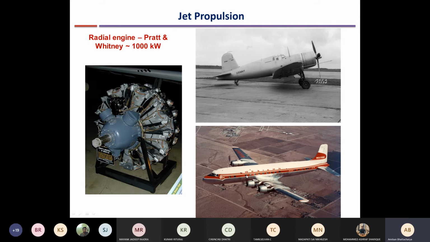So square windows were used, and there were a couple of accidents because at the corners of the windows there was very high stress concentration, which led to failure of the fuselage. So nowadays you will not see any sharp edges in the windows. The windows are rounded off. Anyway, these used radial engines.